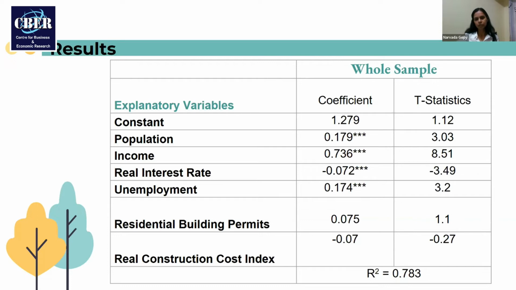And when we look at the results, we note that most of the fundamental factors were significant in explaining land prices in Mauritius. We note that, for example, when population size is increasing by 1%, this is causing an increase of 0.17% on land prices in Mauritius. Likewise, when income is increasing, this is having a significant positive effect on land prices in Mauritius.